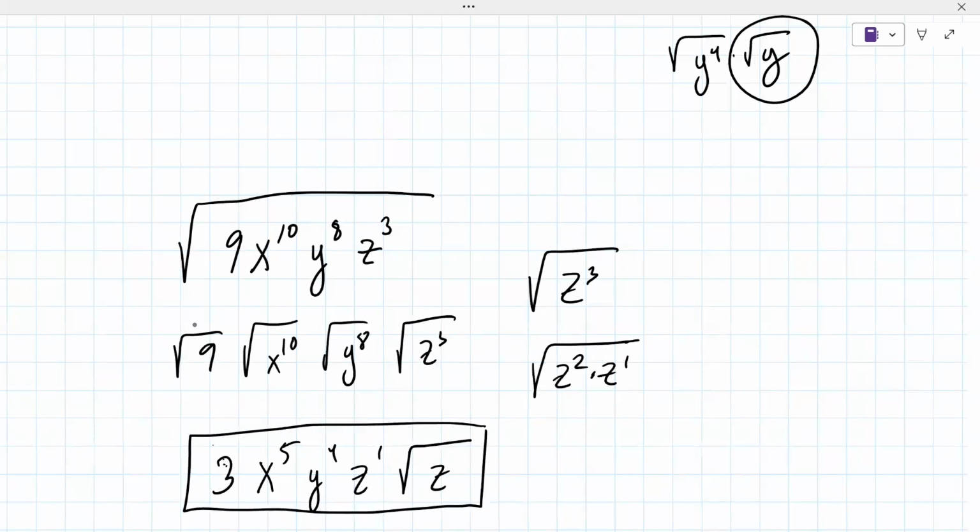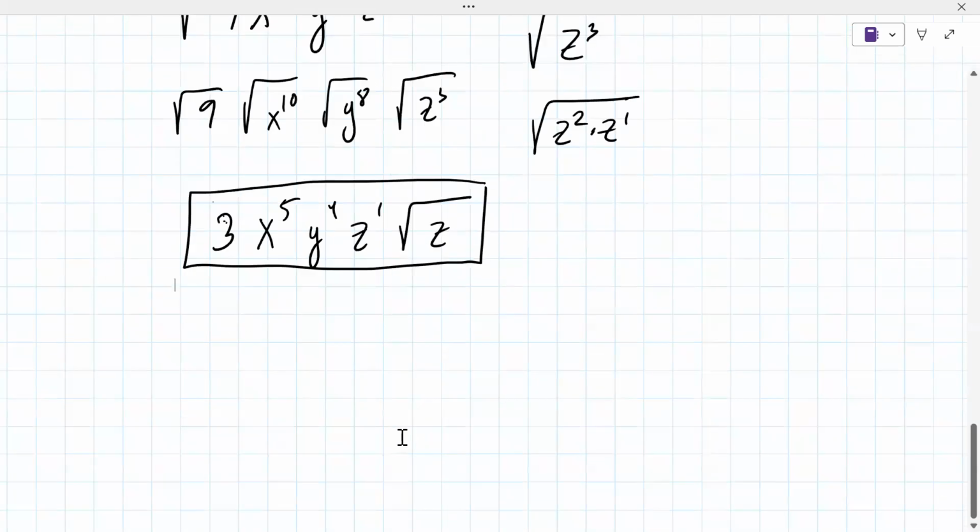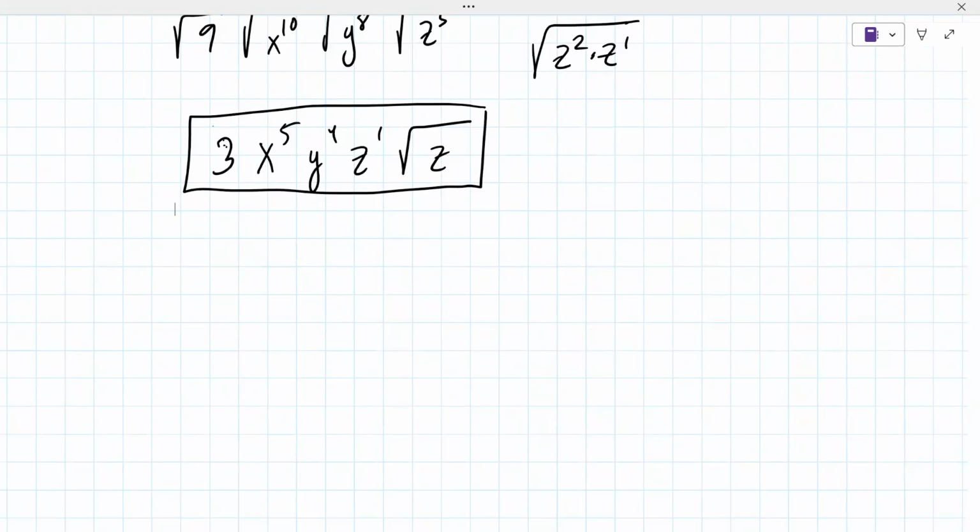Don't get caught up on how to say it. Just tell me what you have. It's not that important. This isn't an English class or a Spanish class where the wording matters. Okay, we're going to move to a different type of problem here.